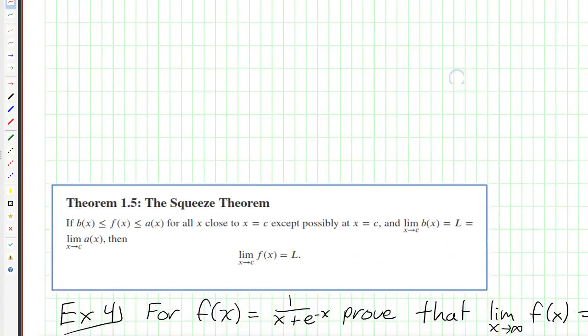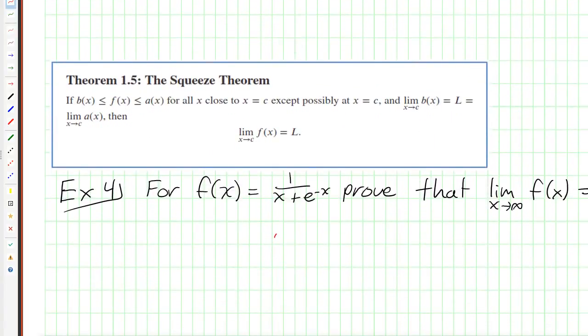Anyways, this is an example of the squeeze theorem. If you have a function f of x whose output values, the y coordinates, are in between these other two functions b and a, for all values of x close to x equals c, except possibly at x equals c, and the limit of b of x is equal to L, and the limit of a of x is also equal to L, then f of x is getting squeezed in there towards L.